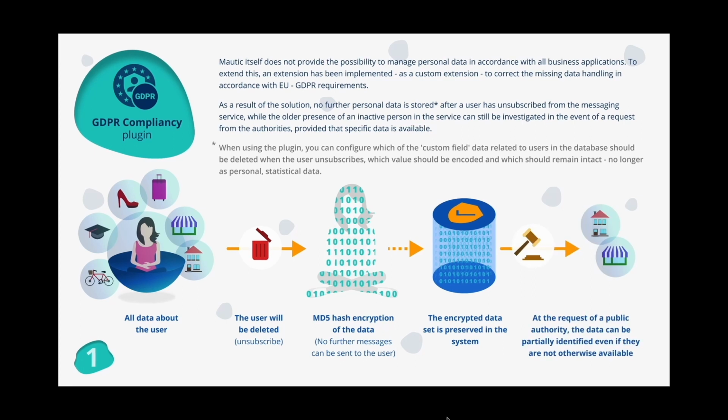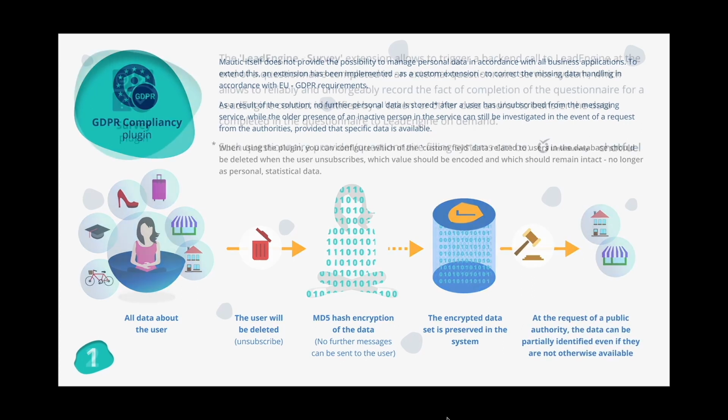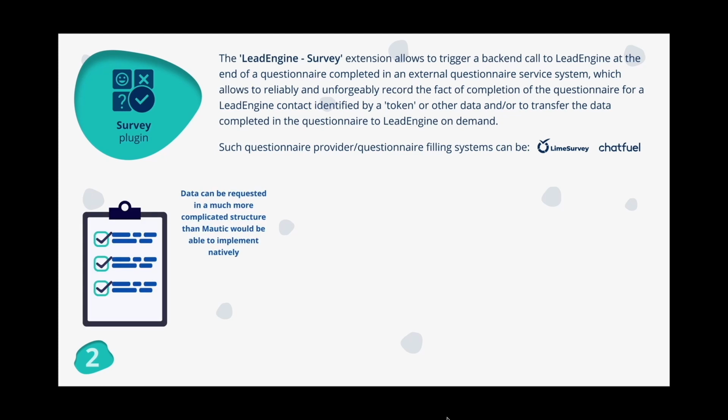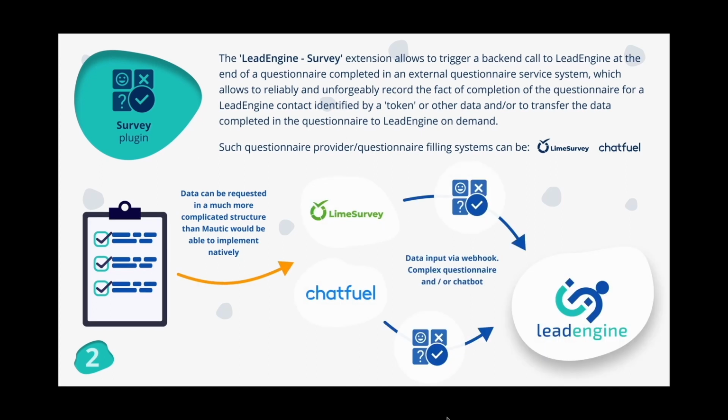A webhook is an exchange of data between servers, initiated by one party and received by the other. The data structure is typically defined by the party initiating the webhook, and the data structure is processed by the receiving party. The survey extension is the receiving party of the webhook, and the request is initiated by a questionnaire filling system, with appropriate webhook functionality.